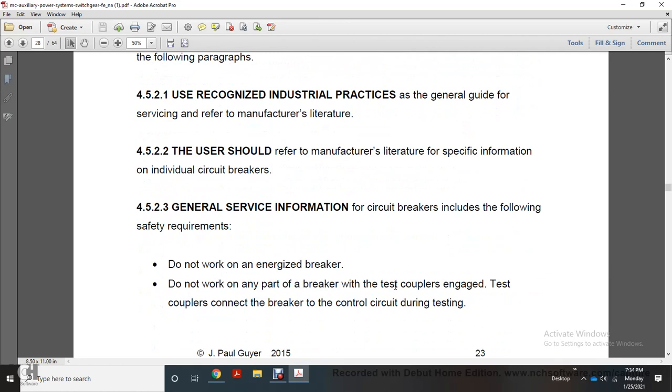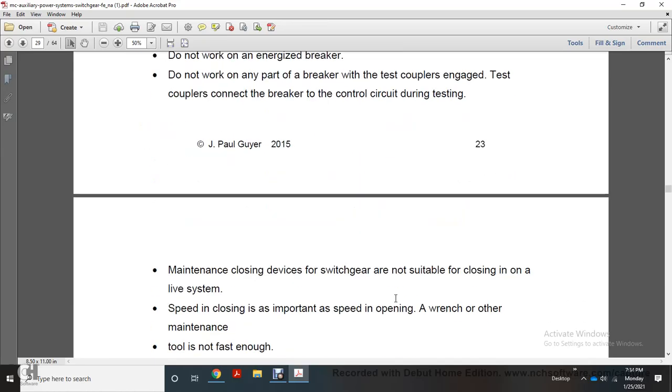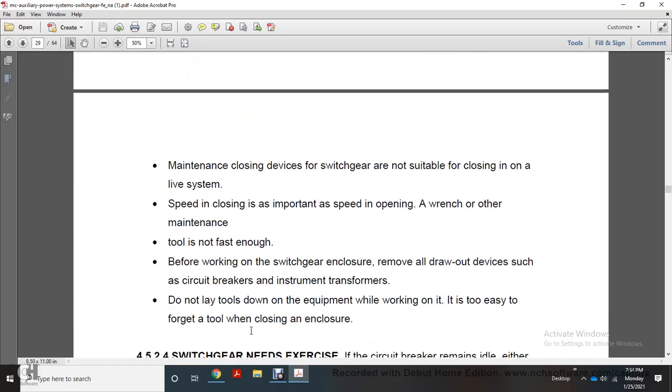Do not work on any part of the breaker with test couplers engaged. Test couplers connect the breaker to the control circuit during testing. Maintenance closing devices on switchgear are not suitable for closing in a live system. Speed in closing is important, and speed in opening is too; a wrench or other maintenance tool is not fast enough.